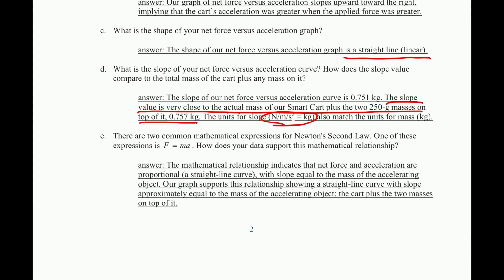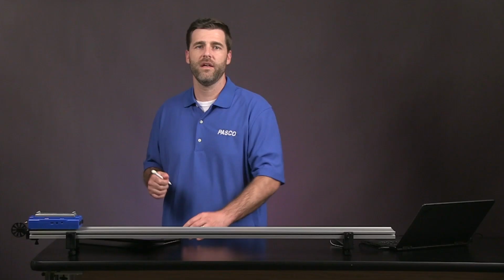Finally, question E has students connect the mathematical model for Newton's second law to their data. Students should identify that the F equals ma model represents a linear graph between force and acceleration, similar to their data, with the slope equal to the mass of the object, which students identified in question D.